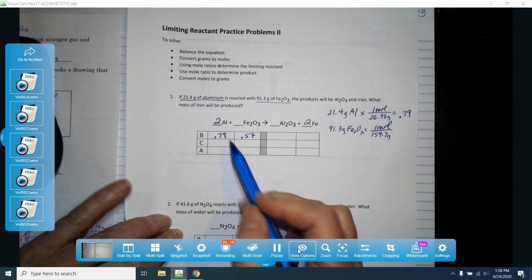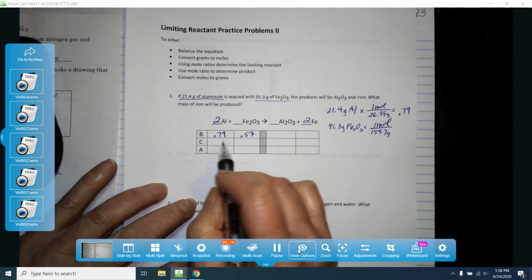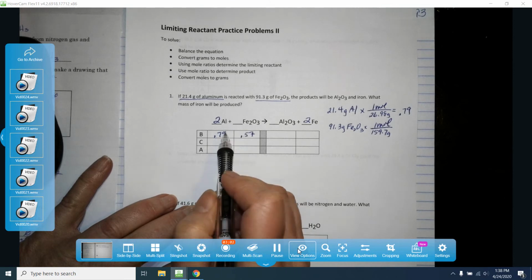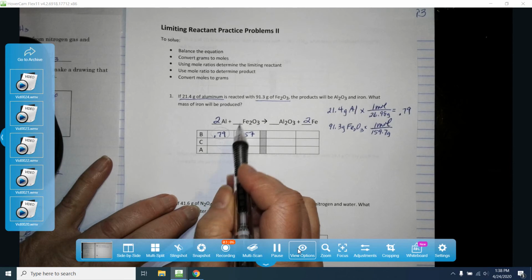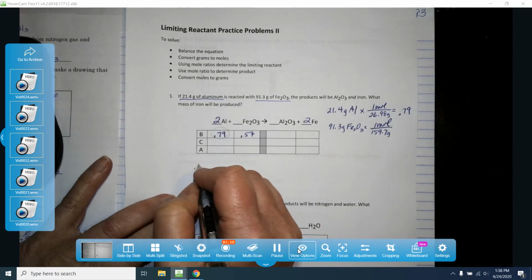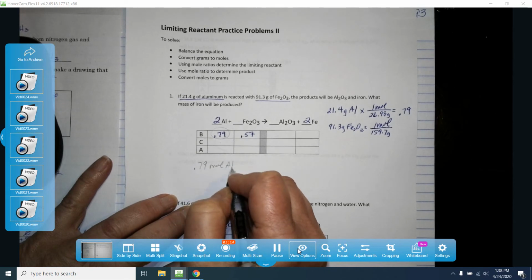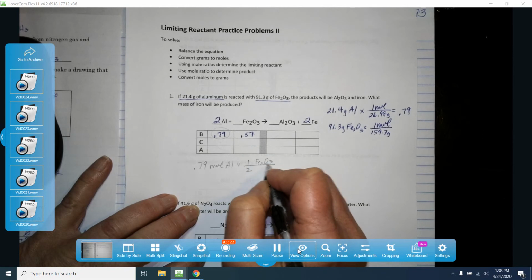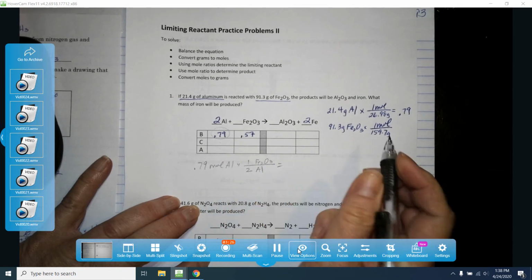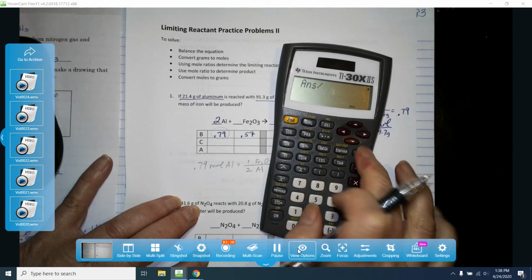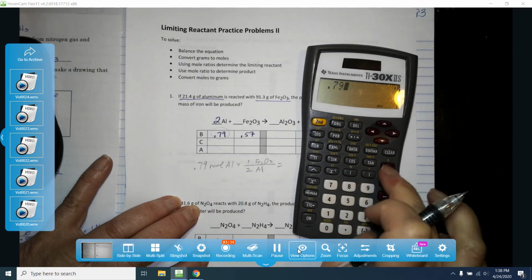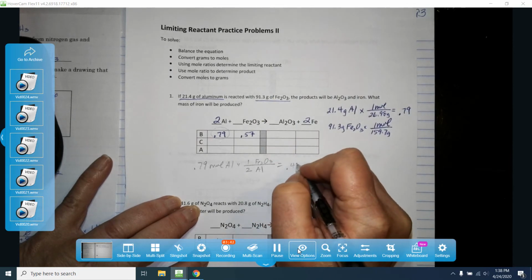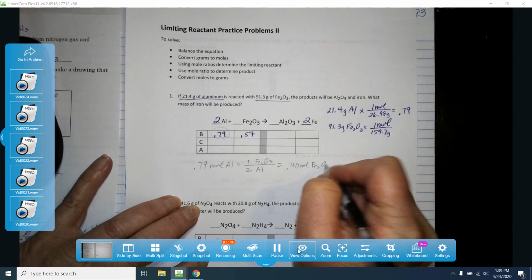One of these is going to run out, so I'm going to do a test. I need to figure out what these values would be. Let's start with this one. If the ratio is 1 to 2, that means I'm going to take my 0.79 moles of aluminum and do 1 over 2, since it's 1 of these to 2 of those. 0.79 divided by 2 is 0.395, so let's round it to 0.40 moles of Fe2O3. So does that work?